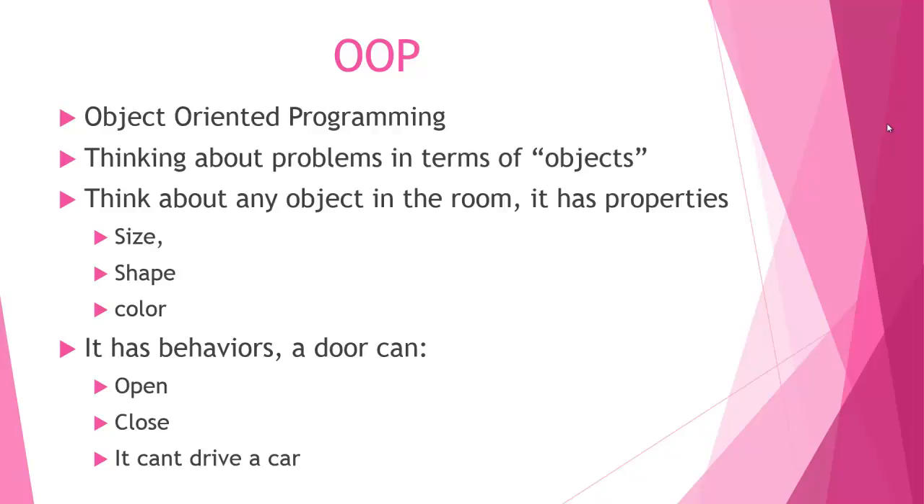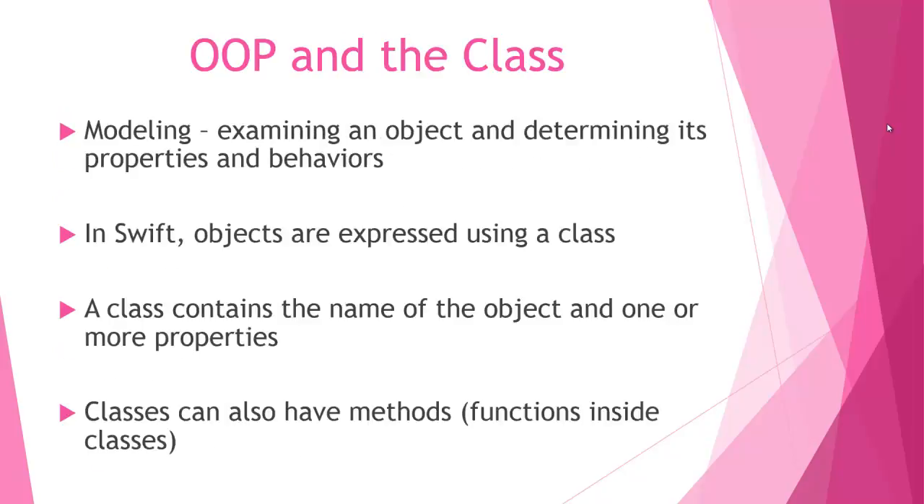Now they introduce some new terms in the book. One's called modeling, and this is just where you examine the object or the problem that you're trying to solve, and you determine its properties and behaviors. So we call that process modeling. Now, in Swift, objects are expressed using a class. And when I say objects, I'm talking about, for your book example, making doors and windows and things like that. Those would be objects.